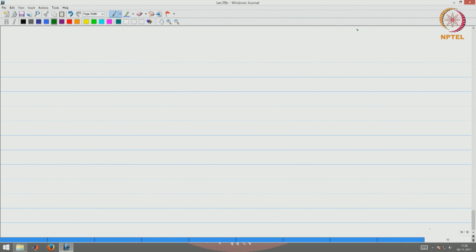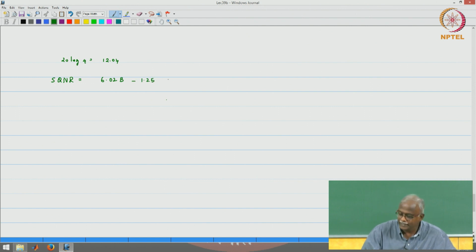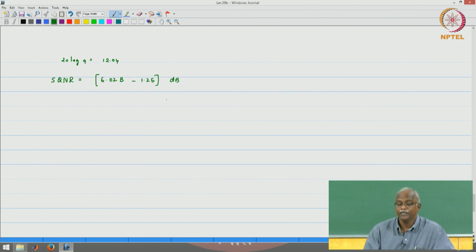Now, one of the common choices is 4 sigma. Therefore, if you make that assumption, then we have 20 log of 4, which comes out to be 12.04. So if you go back and substitute, your SQNR now has the following: 6.02b minus 1.25, this in dB. Okay, so very cleanly you have now linked your SQNR to the following result. So this is where you get that thumb rule which says 6 dB per bit.